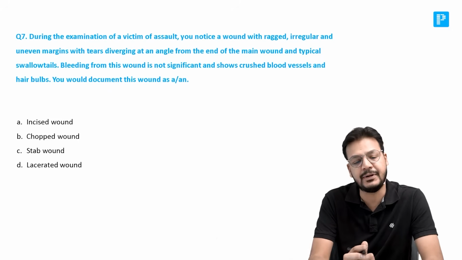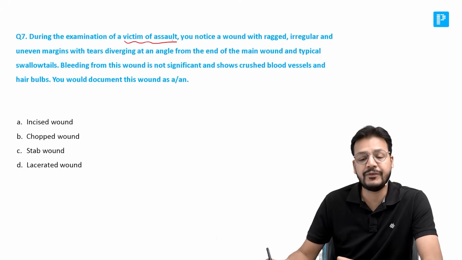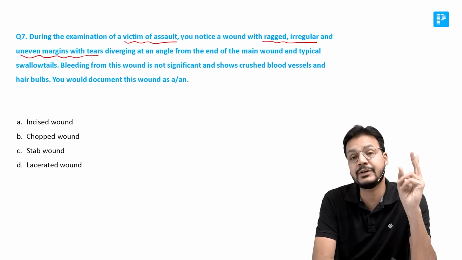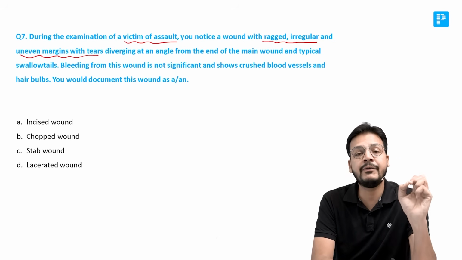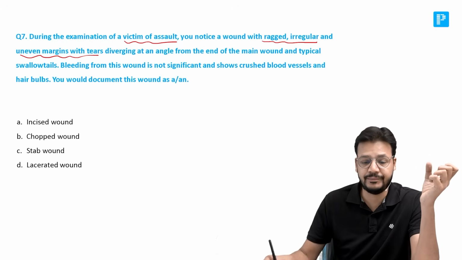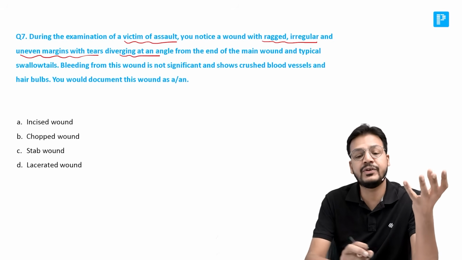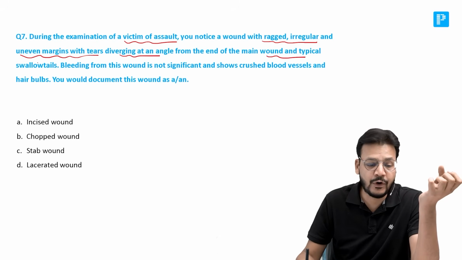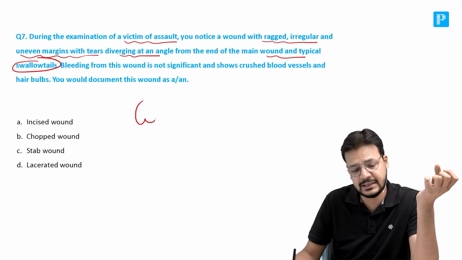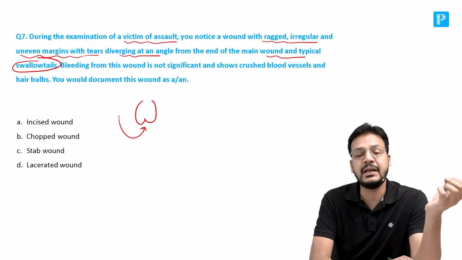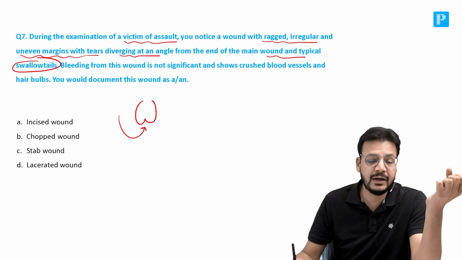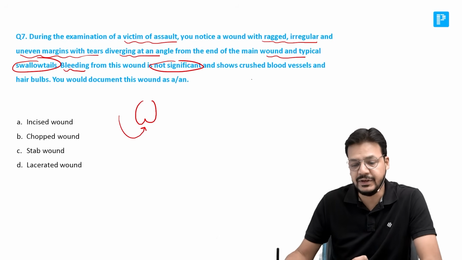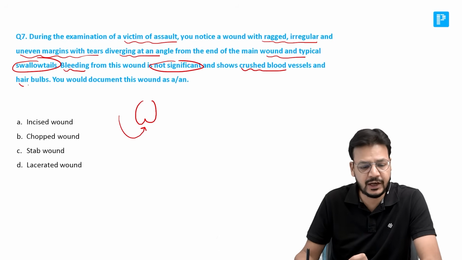So that is MTP. During the examination of victim of assault, a wound has ragged, irregular and uneven margin. That is a very important catchy point. Uneven, irregular, ragged margin, and the tear diverging at the angle. And if you see, that is forming swallowtail. So what is swallowtail? This is swallowtail. The tear is diverging at an angle. And my dear friend, bleeding is not significant. Bleeding is not much. And we see the crushed blood vessels and crushed hair bulb.